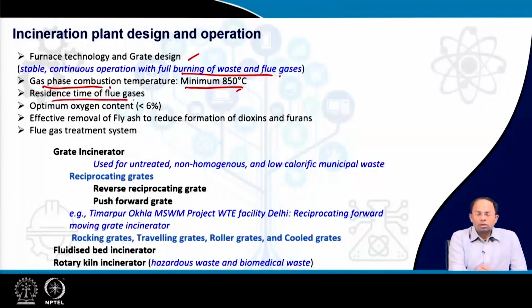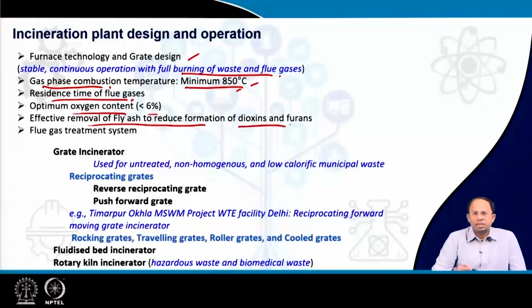We also have to control the residence time of flue gases, because we have to keep it at high temperature, but we cannot keep it for long because eventually that will result in other problems. And optimum oxygen content should be less than 6%. We have to remove fly ash before it cools down, otherwise it will result in formation of dioxins and furans, which are very, very problematic, or this contaminates the surrounding area. The flue gas has to be treated, so we have to design a flue gas treatment system as well.